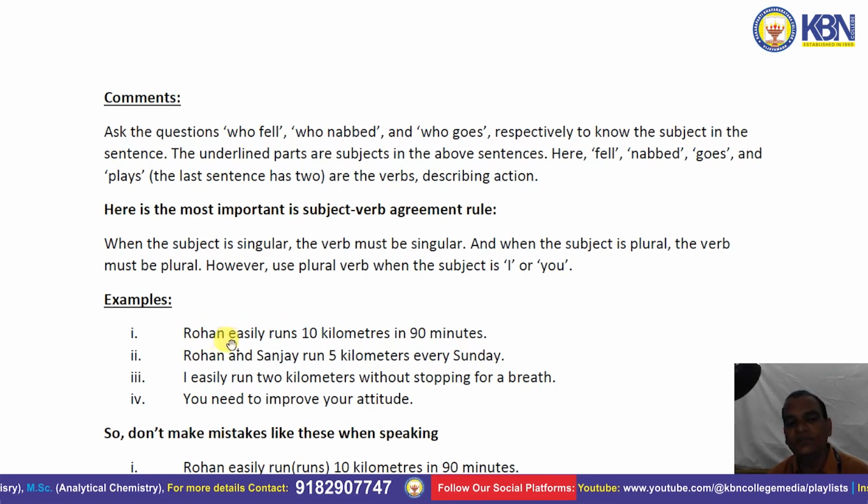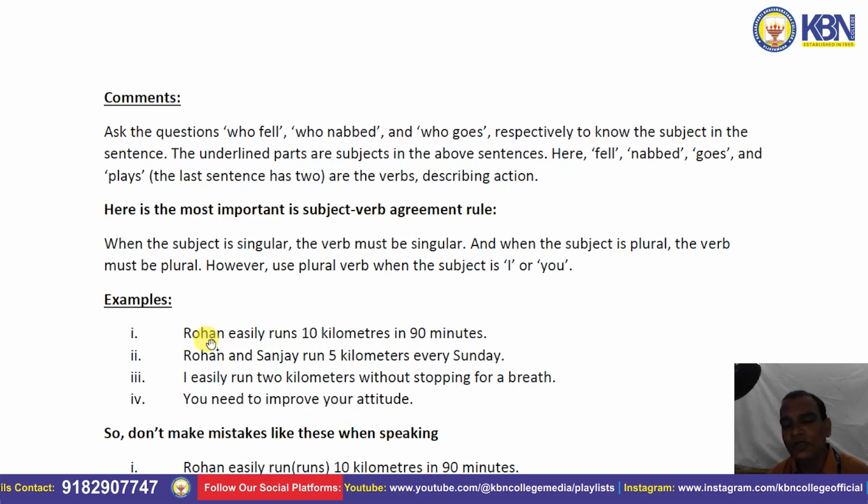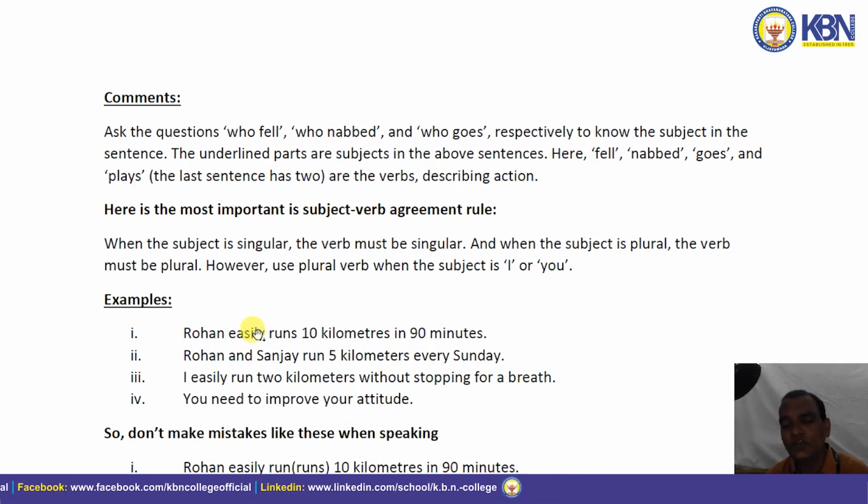Rohan is singular. Here, Rohan easily runs. Rohan is a singular form, runs is a singular form. Some may feel runs is a plural form, but here we have to observe a little difference: Rohan is singular. Why? Because there is only one person by the name Rohan. So how can we form the verb in singular form?